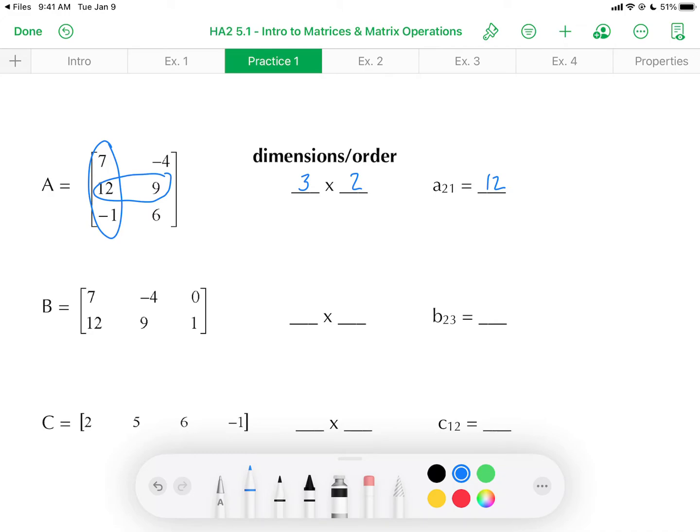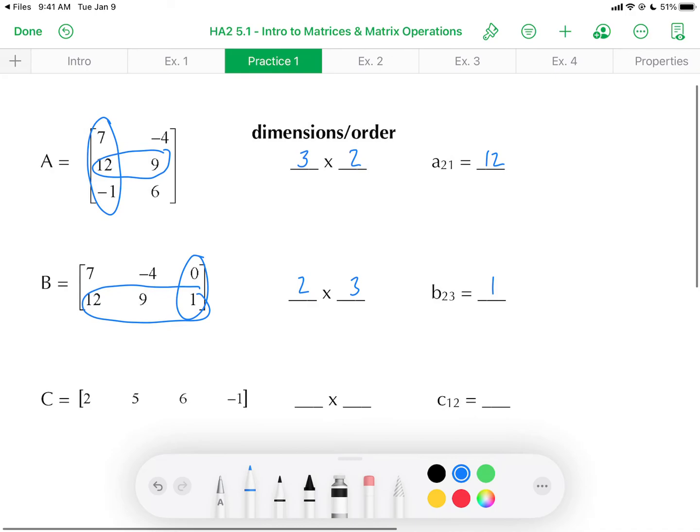All right, dimensions of matrix B. Jaden, what do you think? 2 by 2? 2 by 3. Okay. And then the element that is in the second row, third column. 1. Very good. Second row's right here. Third column's right here. 1 is the overlap.